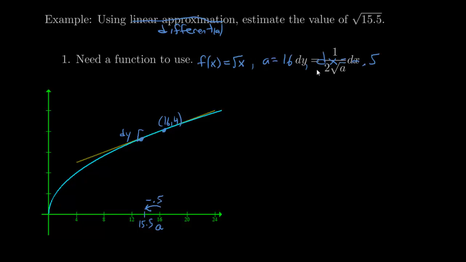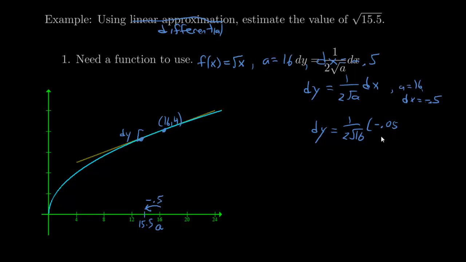Let me rewrite that. That is dy equals 1 over 2 root a dx. Okay, we know a, 16. We know dx. It's negative 0.5. So let's go ahead and plug that in now. It's going to be 1 over 2 root 16 times negative 0.5. So that's 1/8 times negative 0.5.